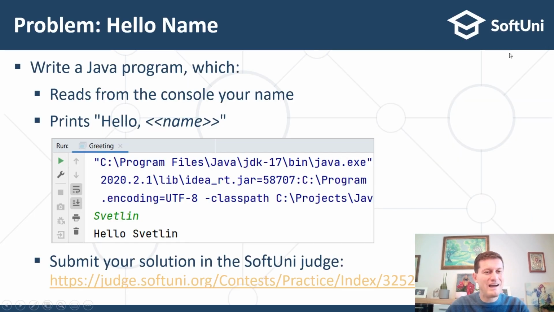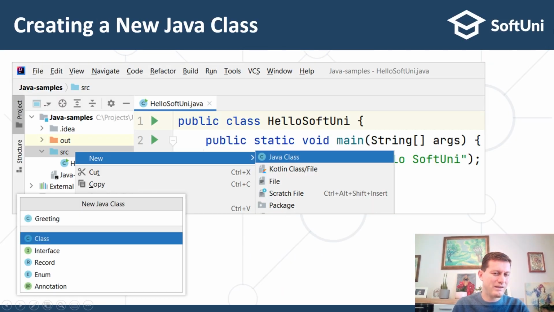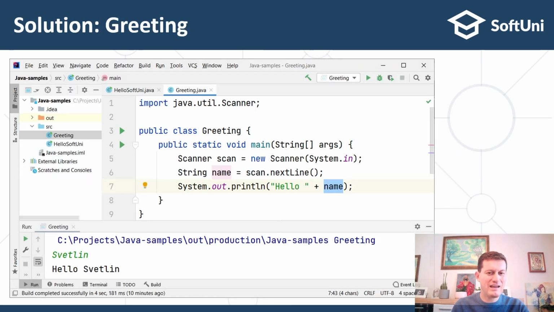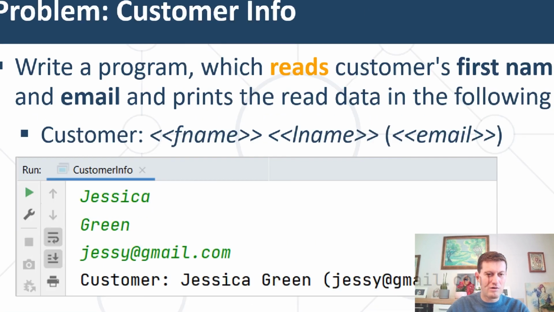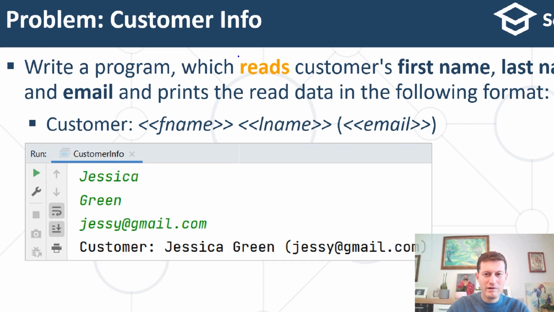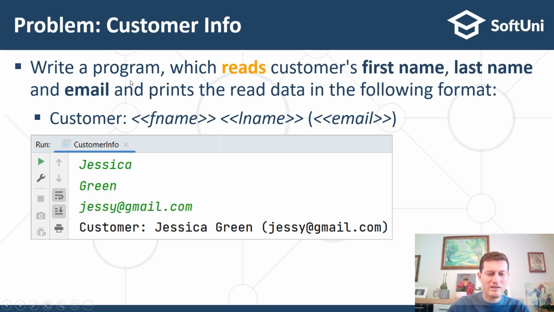But let's get back to my lesson. This is how we can create a new class, greeting, and write the code inside the class. So the next problem is called customer info. You need to write a program which reads customer's first name at the first line, last name at the next line, and email. So read a string called first name, then a string called last name, then this, and print customer, colon, space, the first name, space, the second name, bracket, the email, bracket.